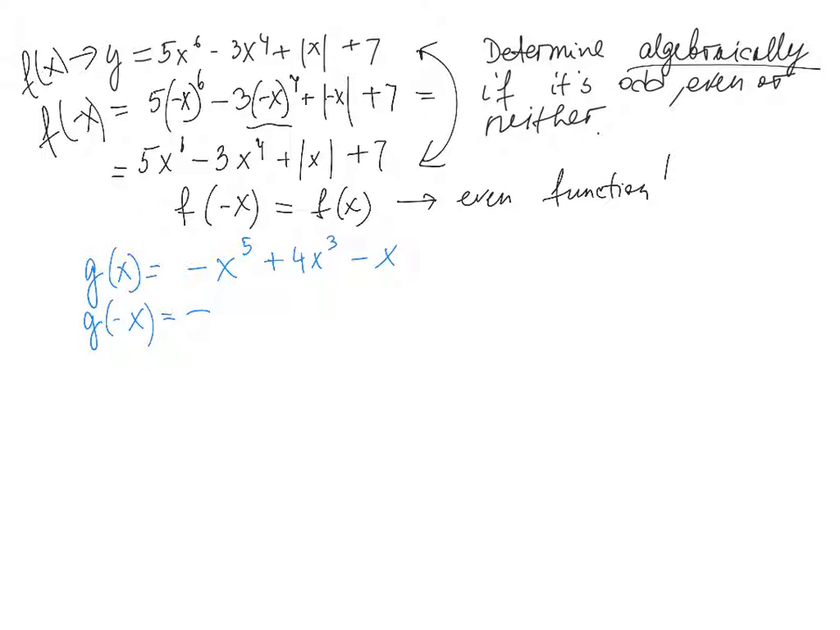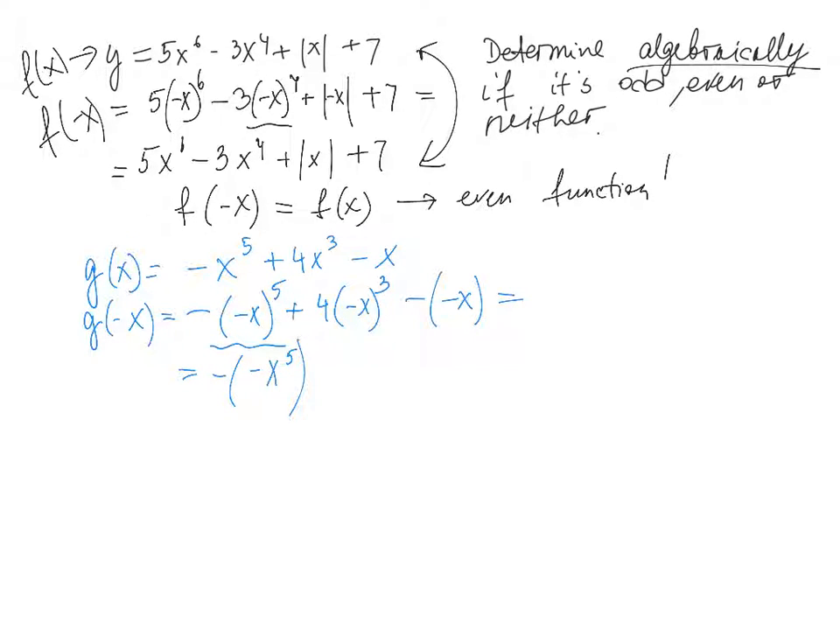Instead of x itself, we need to put minus x and then raise it to the 5th power. Plus 4. Instead of x, we put minus x. Minus, instead of x, we need to put minus x. And now we simplify. So minus x to the 5th power itself, the 5th power is an odd degree, so it will change the sign to minus x to the 5th. But we also have a minus in the front.